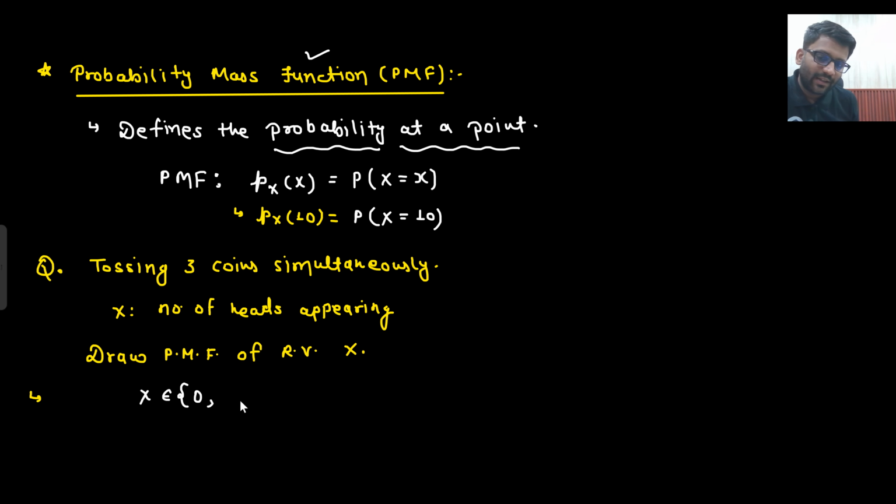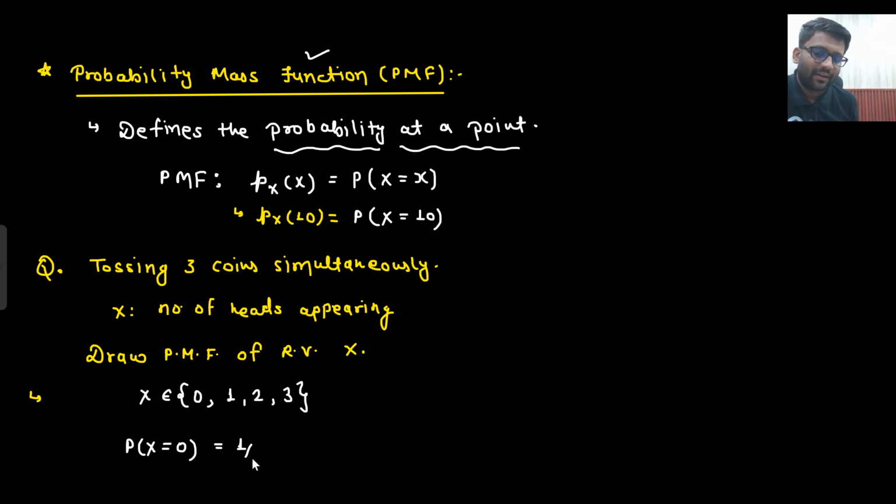So x will take number of heads could be 0, 1, 2, 3, right? Now you need to find the PMF of a random variable x. So what does PMF do? It tells the probability at a point. That means it will tell the probability of random variable x taking value 0.